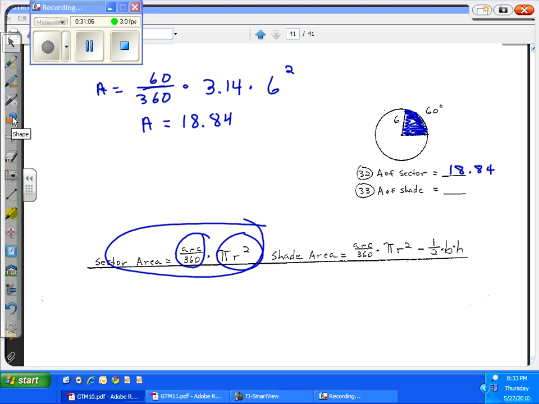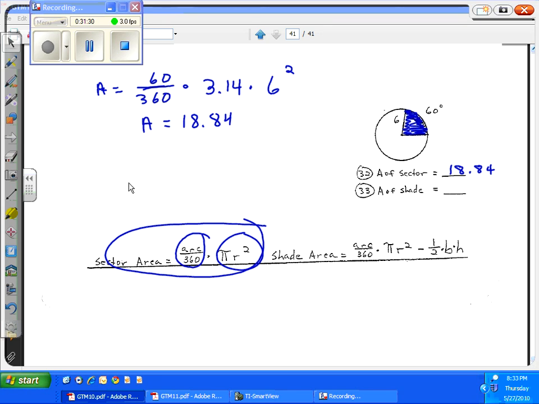All right. Now, we want the area of the shaded region, and the area of the shaded region is that whole sector, that's what we just found, minus the area of the triangle. So we need to think about the area of the triangle.